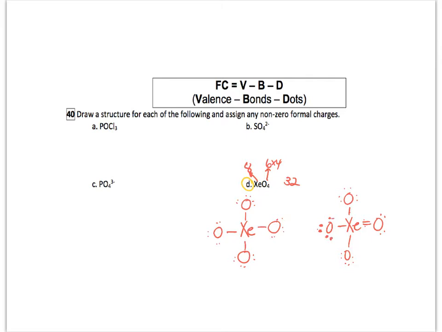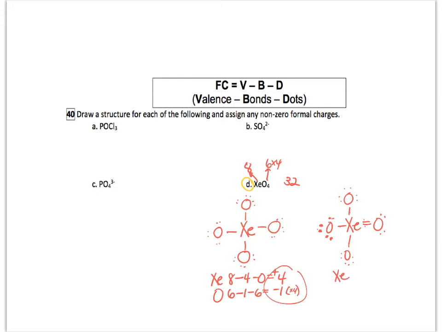Let's look at formal charge on the one on the left. Xenon, 8 minus 4 minus 0. And then each oxygen's identical here, 6 minus 1 minus 6. So there's 4 of them. So that's up to negative 4. So this does add up to 0. I did not extend the octet.